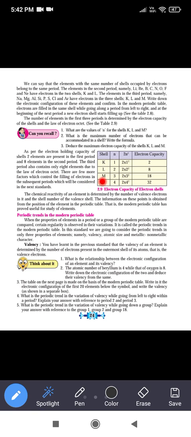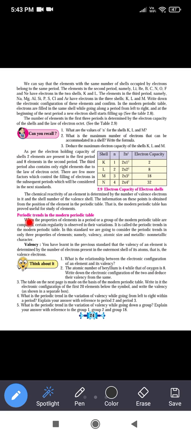So there are a few more factors which control the filling of electrons in the subsequent periods, which will be considered in the next standard. The chemical reactivity of an element is determined by the number of valence electrons in it and the shell number of the valence shell. The information on this point is obtained from the position of the element in the periodic table. That is, the modern periodic table has proved useful for the study of elements.